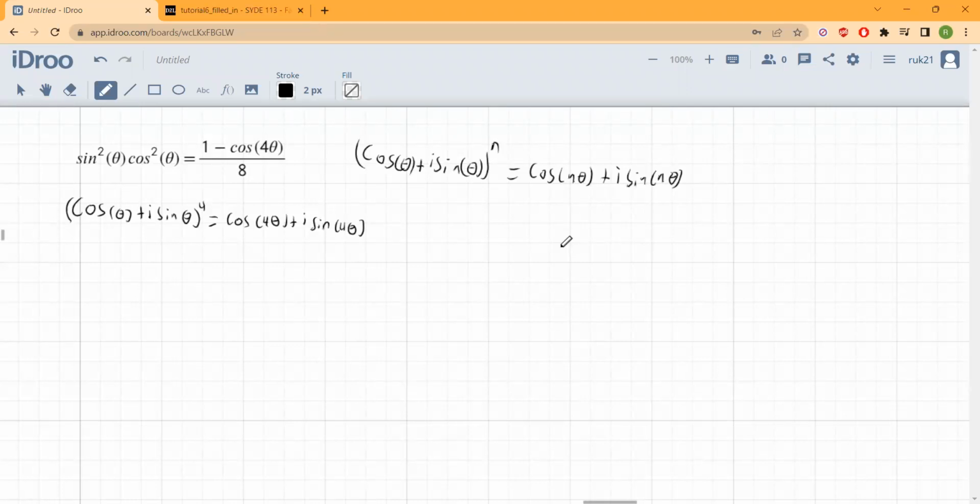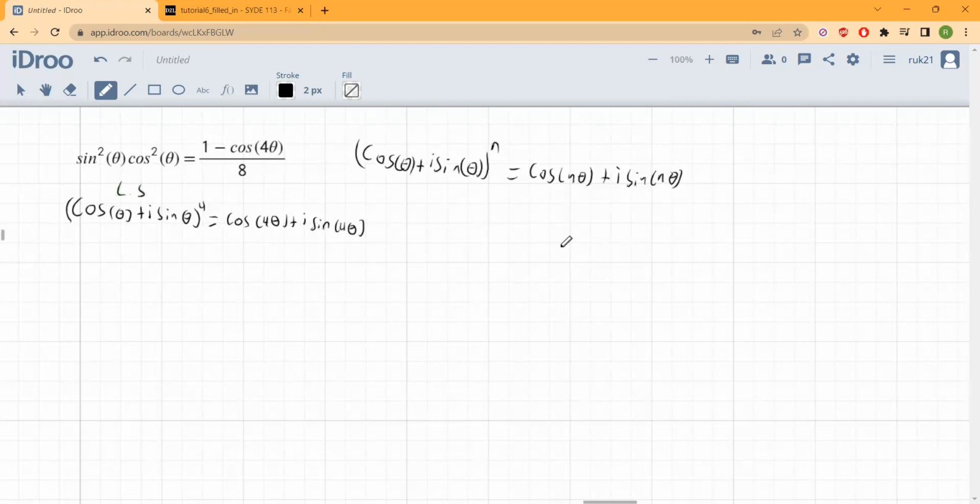When we're trying to prove trig identities, this is basically what we use. In this case, Ms. Scott told us that n is going to be replaced with 4. That is how we get our central equation from which we start: cosine theta plus i sine theta to the power of 4 equals cosine 4 theta plus i sine 4 theta.